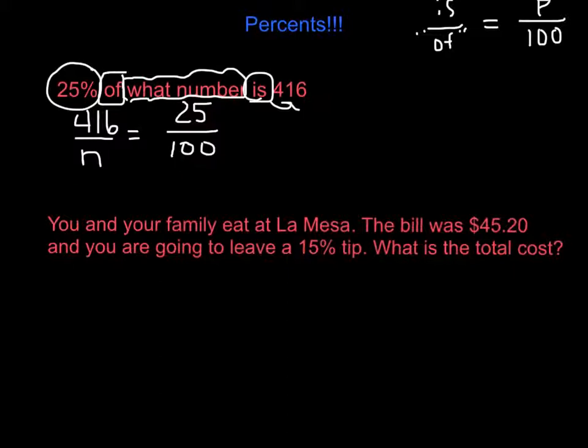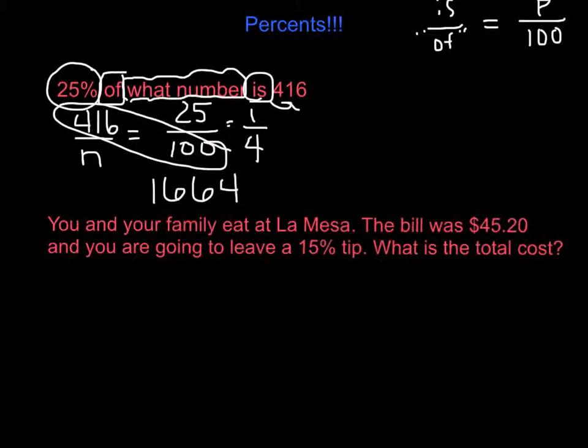From here, you can simplify your 25 over 100 if you want to. On this one, it actually does make this problem easier because if you look at 1/4, and if you use mental math, you can do 416 divided by 4. That's 104. But you don't have to do it that way because you'll have a calculator. You can just use cross products, 416 times 100, and then divide that by 25, and you should end up with 1,064.